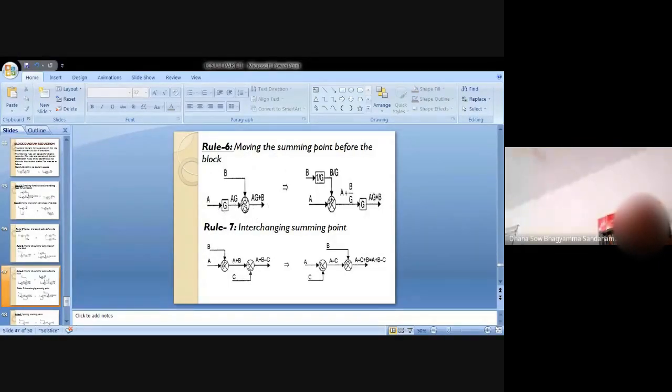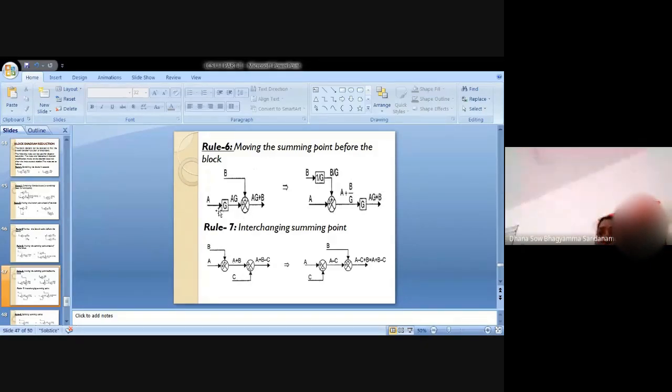The summing point is after the block, and I want to move it before the block. Initially, let us see the input and output values. Inputs are A and B. A into G, I will get the output of this block, AG. AG is summed with B, so I will get AG plus B. So my final output should be AG plus B.